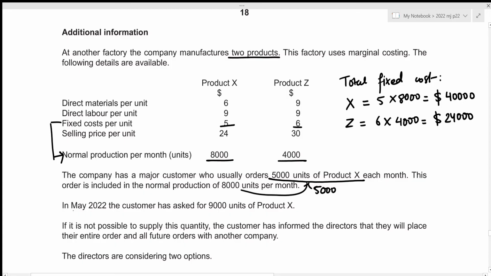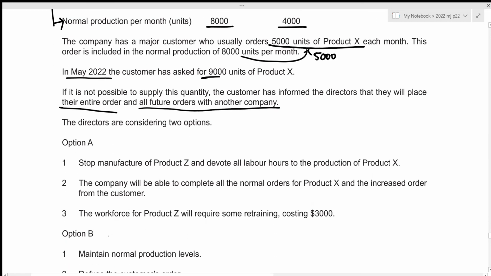Then in May 2022, the customer has asked for 9,000 units of product X. So instead of the usual 5,000 units, now the customer has asked for 9,000 units. Then if it is not possible to supply this quantity, the customer has informed the directors that they will place their entire order and all future orders with another company. Okay, now the directors are considering two options. Let's have a look at our first option, option A.